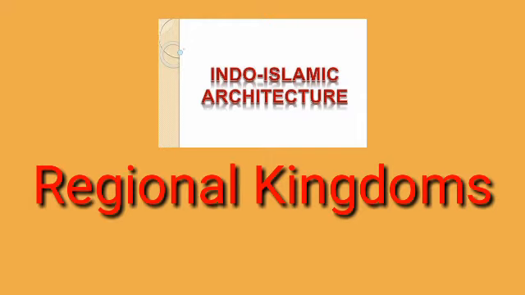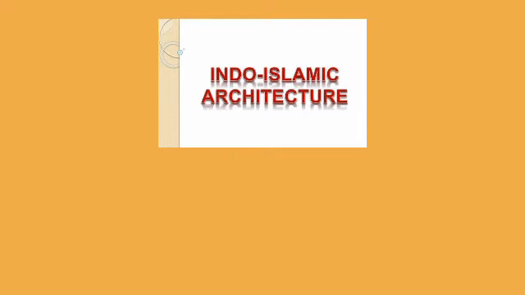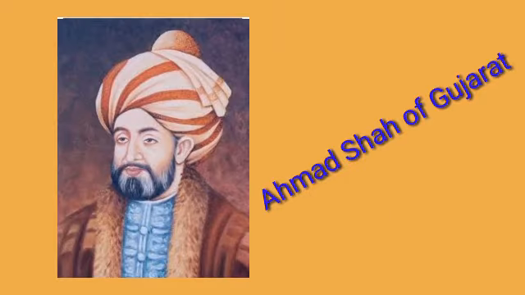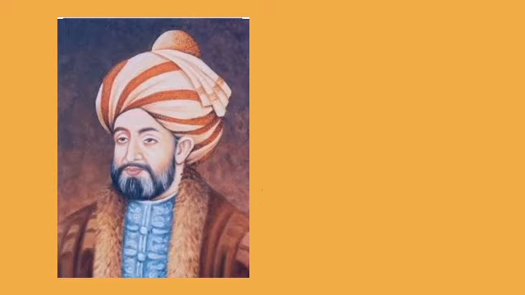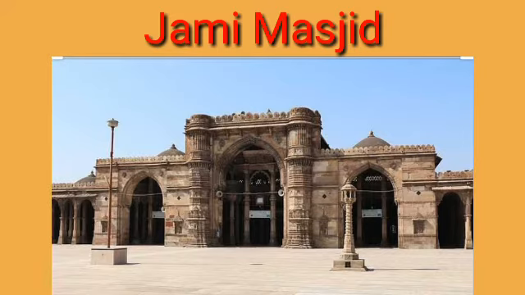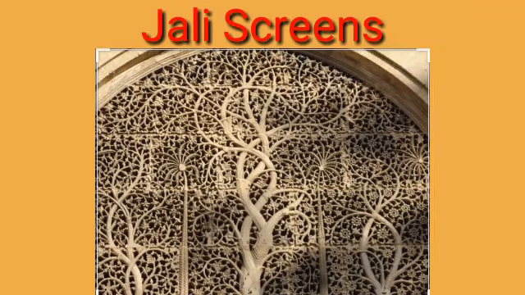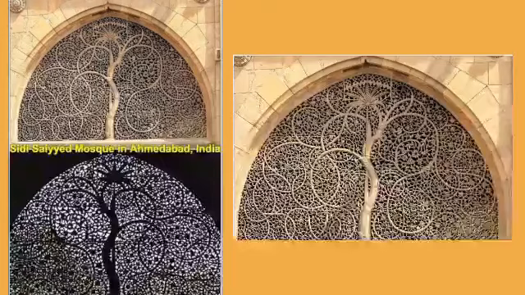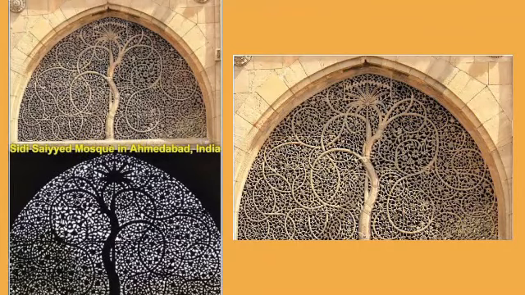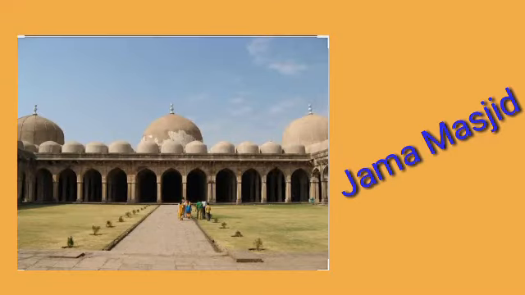Children, observe the monuments carefully. Ahmad Shah of Gujarat founded Ahmedabad and decorated it with grand structures. The most famous among them is the Jami Masjid and the Siddi Sayyid Mosque, the latter being famous for its beautifully carved jali screens. Observe the screens carefully, children, how beautiful they are. The rulers of Malwa built numerous structures in Mandu. Mandu is in present day Madhya Pradesh, children.